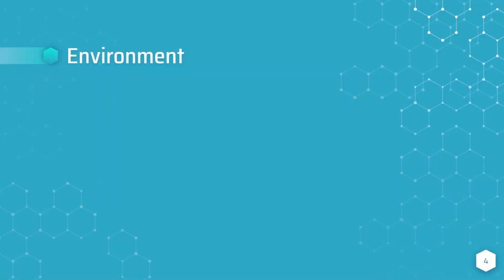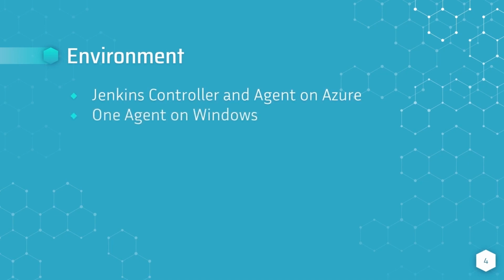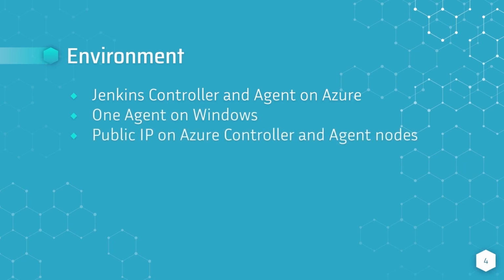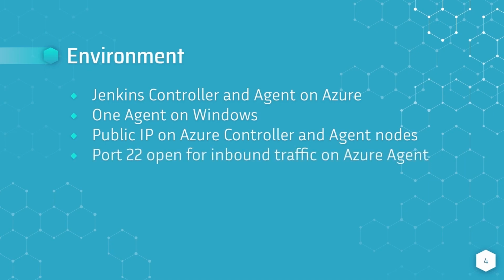I'll briefly summarize the environment that I will be using in this video. The Jenkins controller and one of the Jenkins agent nodes are hosted on Azure. One additional agent will be run on my Windows PC. The Jenkins controller and Jenkins agent nodes hosted in Azure both have public IPs. Additionally, port 22 is open for inbound traffic on the Azure agent.